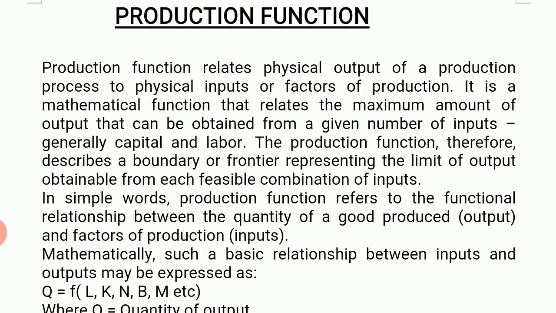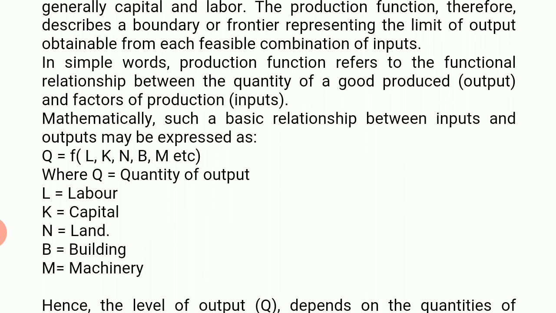It is a mathematical function that relates the maximum amount of output that can be obtained from a given number of inputs. Generally, these inputs are capital and labor. The production function therefore describes a boundary or frontier representing the limit of output obtainable from each feasible combination of inputs. In simple words, production function refers to the functional relationship between the quantity of a good produced, that is output, and the factors of production, that is input.